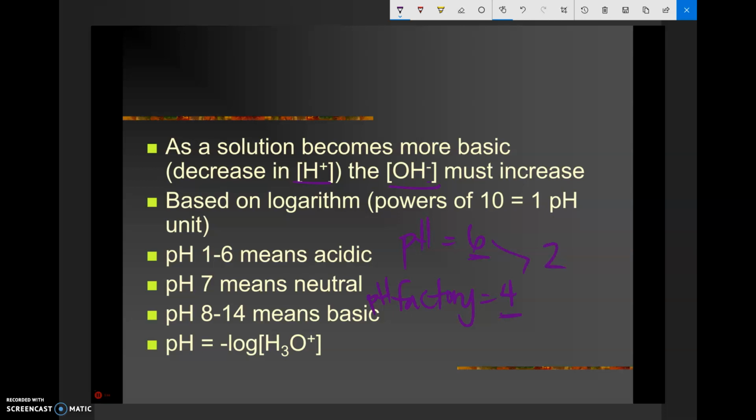6 and 4. The difference is 2. So we'd say 10 raised to the second. And that would mean that the factory has 100 times more hydrogen ions as far as concentration than the pH of 6 in the stream nearby. So that's what we're talking about when we're talking about the power of 10.